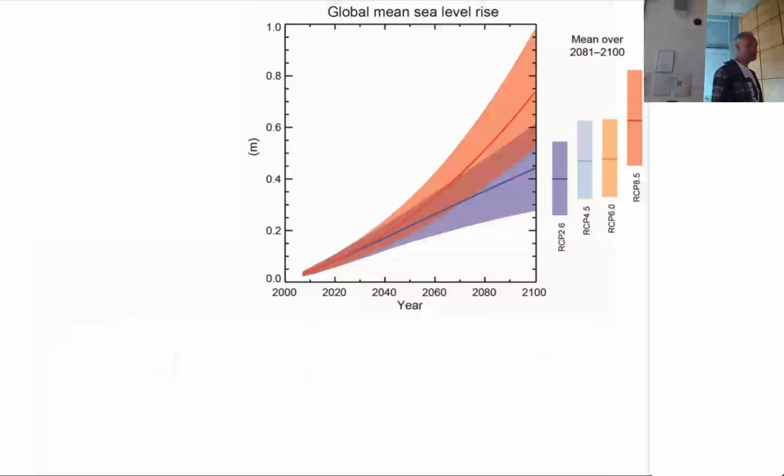I talked a little bit about sea level rise already. These are the projections of sea level rise. I did not talk about the cause of sea level rise. Again, this is a source of confusion. The main source of sea level rise is expansion of water.